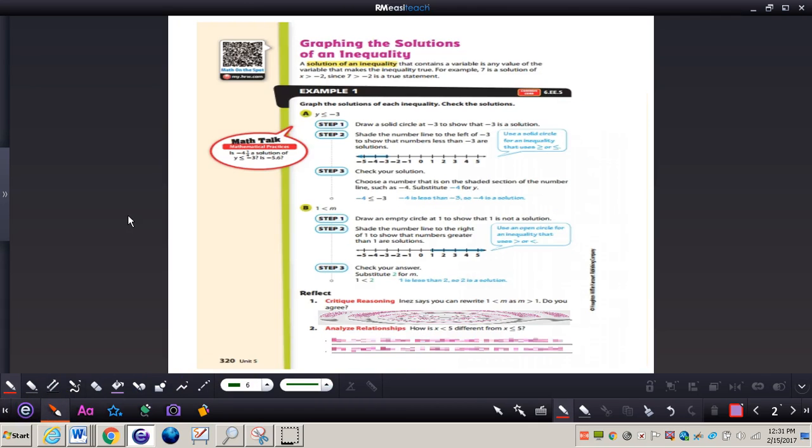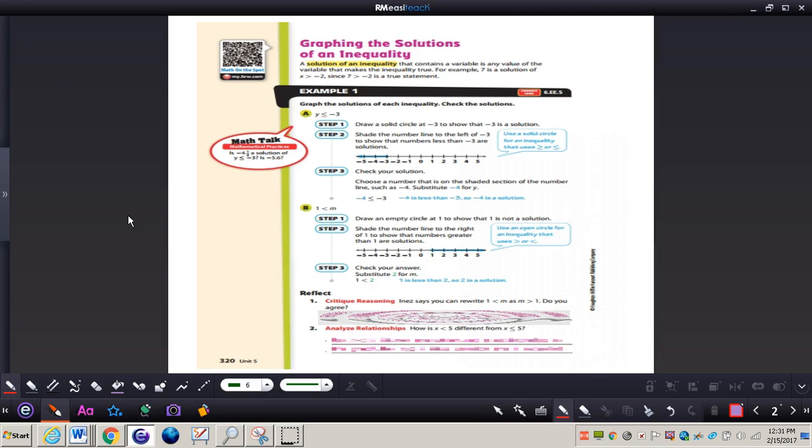Now we're going to take a look at graphing the solutions of an inequality. A solution of an inequality that contains a variable is any value of the variable that makes the inequality true. For example, 7 is a solution of x is greater than -2. Why is that? Because 7 is greater than -2. That would make it a true statement. So let's take a look at example 1. It says graph the solutions of each inequality and then check the solutions.